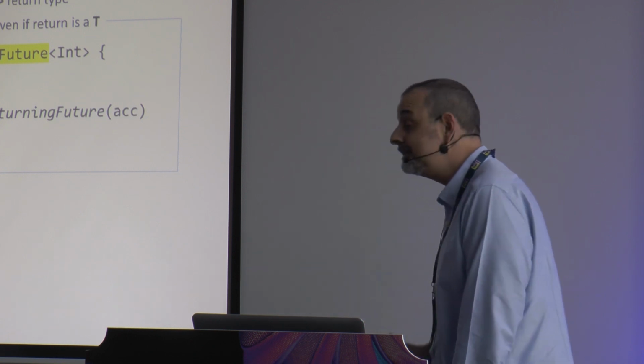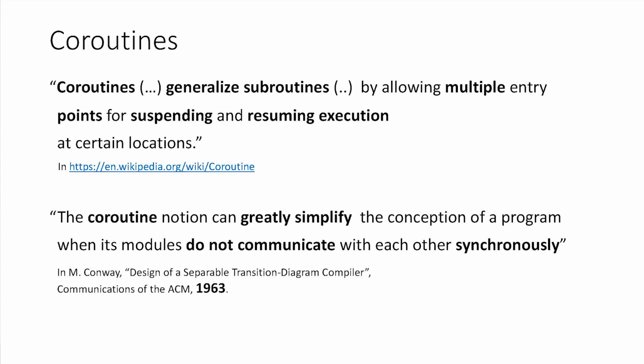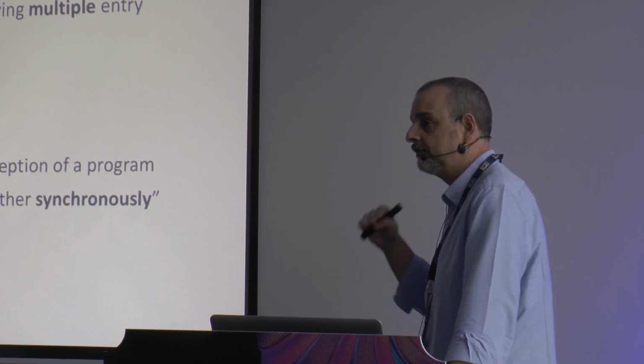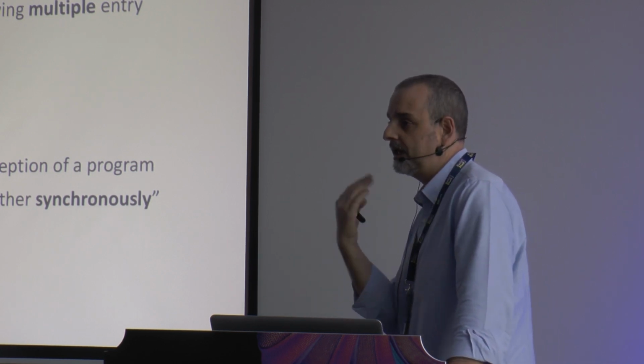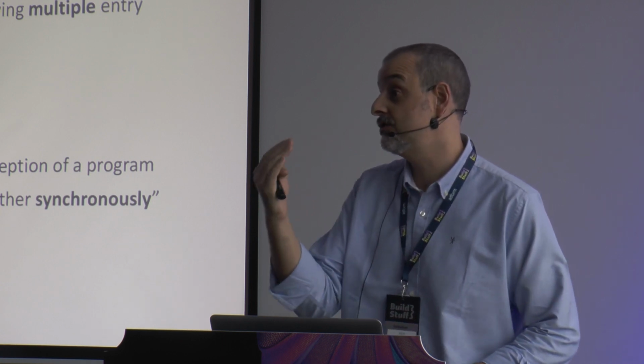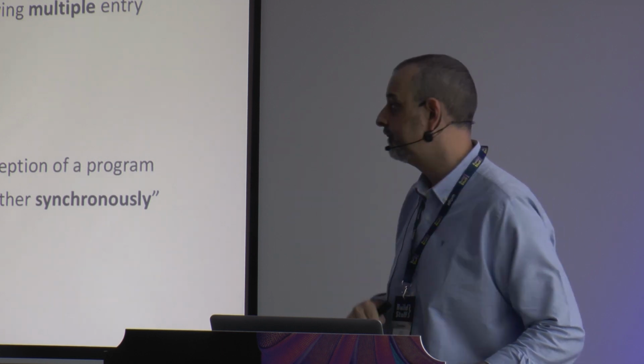However, Kotlin decided to use a slightly different strategy. They decided to use coroutines. And if you go to Wikipedia, it says that a coroutine is a generalization of a subroutine that allows multiple entry points for suspending and resuming execution. So I can suspend and I can resume execution in the middle of the regular imperative flow.